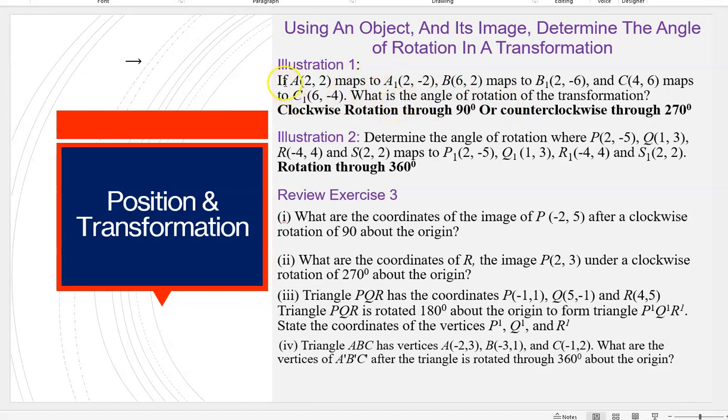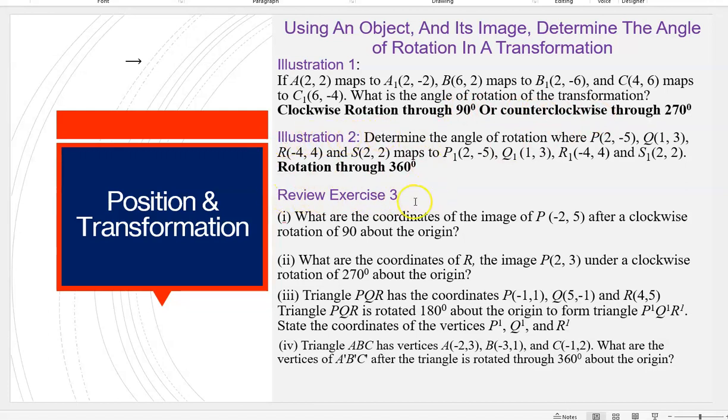So let's look at illustration 1. If A(2, 2) maps to A1(2, -2), B(6, 2) maps to B1(2, -6), and C(4, 6) maps to C1(6, -4), what is the angle of rotation of the transformation? When you look at it well, it's clockwise rotation through 90 degrees or counterclockwise through 270 degrees. So try your hands on illustration 2 as well.